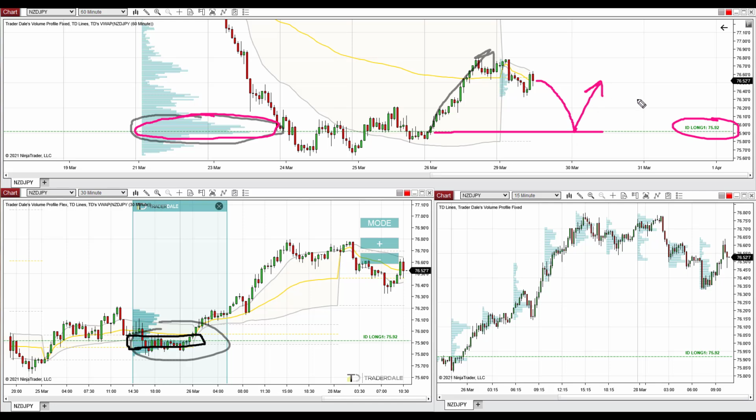All right, this is why I think that 75.92 will be a strong support in the future when the price makes it back there. This is why I expect that there will be a buying reaction from there.